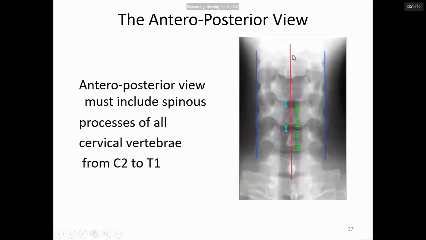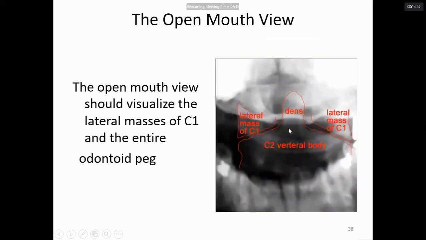The open mouth view is basically to see whether there is a fracture of the odontoid process or dens. You can call it either the dens or the odontoid process. This is the open mouth view. You see this one is the dens, and whether there is a fracture or not, you can see with this view.